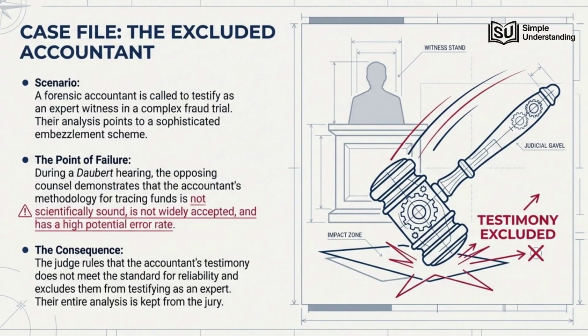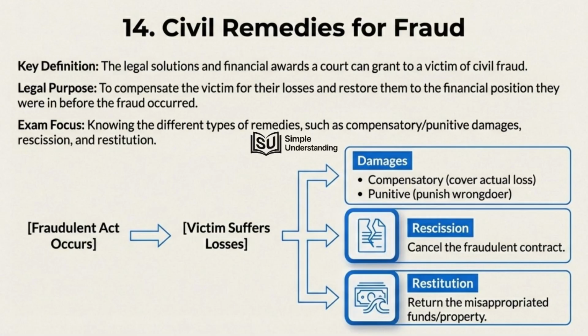In real cases, a forensic accountant may be excluded as an expert if their methodology is not scientifically sound or widely accepted. Fraud examiners who testify must ensure their analysis follows recognized standards and can withstand judicial scrutiny. 14. Civil remedies for fraud. Damages, rescission, restitution. Civil fraud cases aim to compensate victims and restore them to their original position.